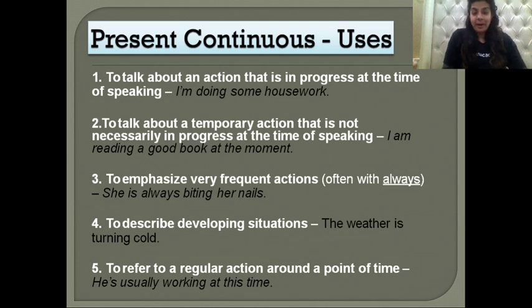So we are talking about to emphasize. Where are we using present continuous tense? The third use is we use it to emphasize very frequent actions. And we often use it with the word always. How do we say that? She is biting her nails. In that case, I am emphasizing something which happens very, very frequently. He is always complaining about his life. So that's again a continuous tense.